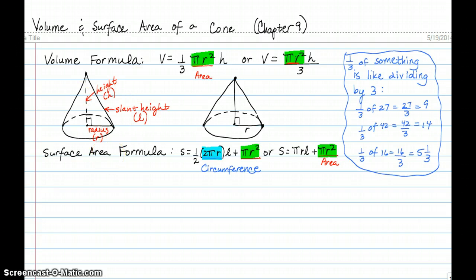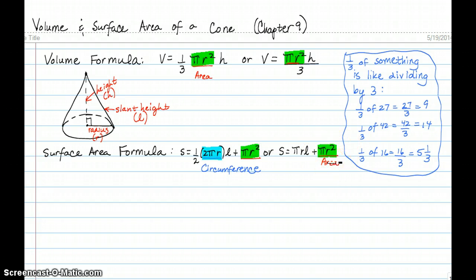Okay, so let's go ahead and get rid of that. Go ahead and draw that in, please. And then you're going to write the surface area formula underneath that. You'll notice I've used color coding to help you. The surface area formula is given as S for surface area equals 1/2 times 2 pi r times L plus pi r squared, or if you take half of 2, you end up with 1. That would give you pi r L plus pi r squared.